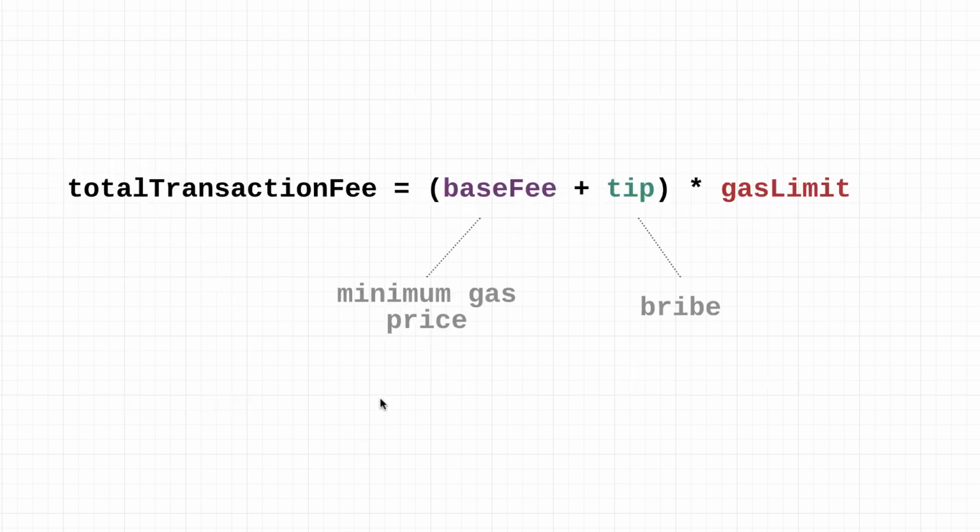Now, starting with the London network upgrade, every block has a base fee, and this base fee is the minimum price per unit of gas for inclusion in the block.